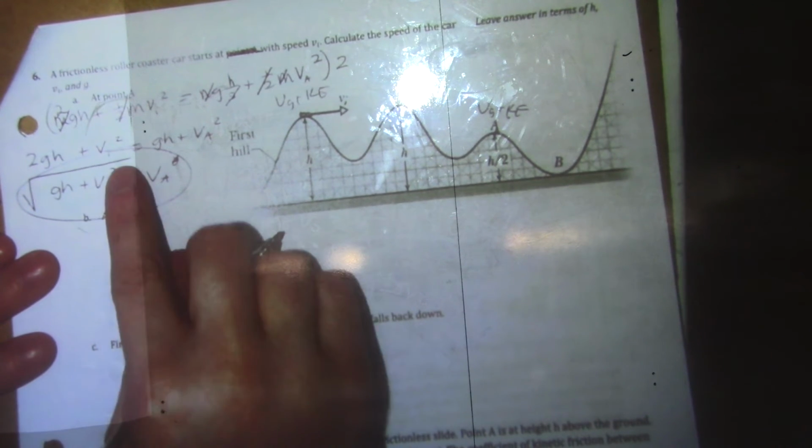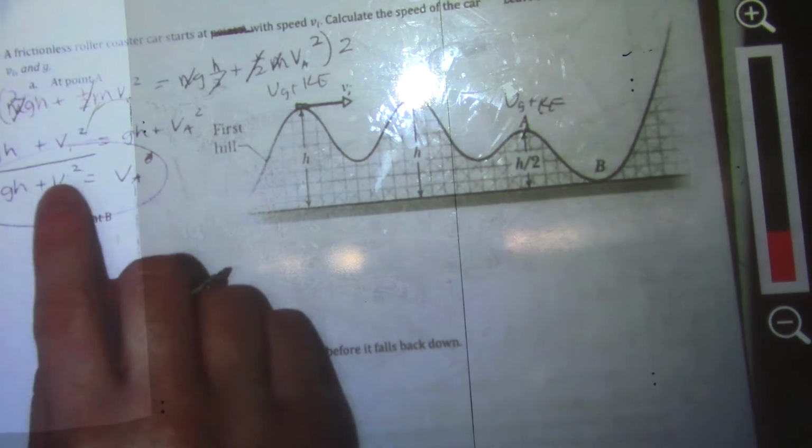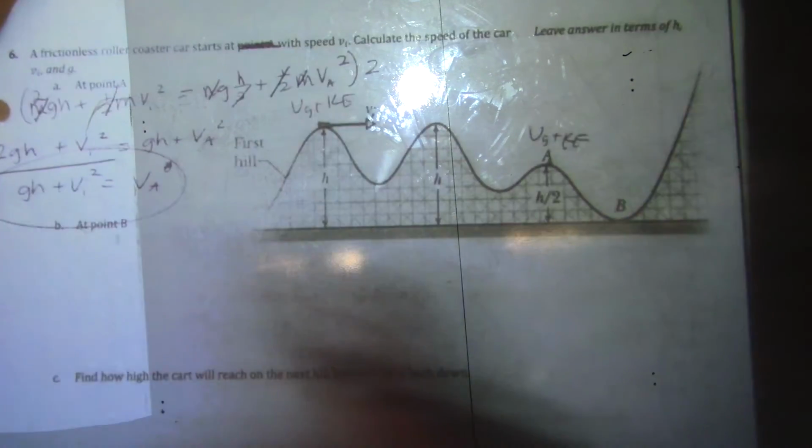So then now we just take the square root. We cannot say, oh, the square root and the square canceled, because this is being added, so I'm going to keep it inside of the square root. It's not being multiplied, so I can't separate them. So just leave it like this: va equals the square root of gh plus vi squared.